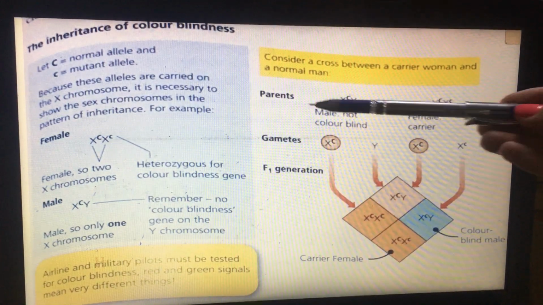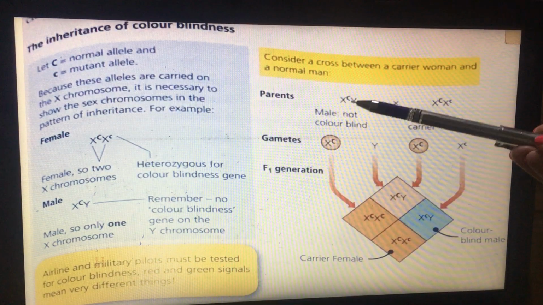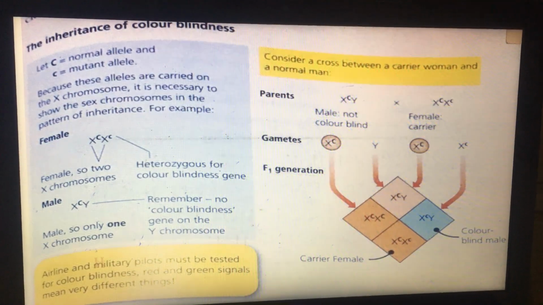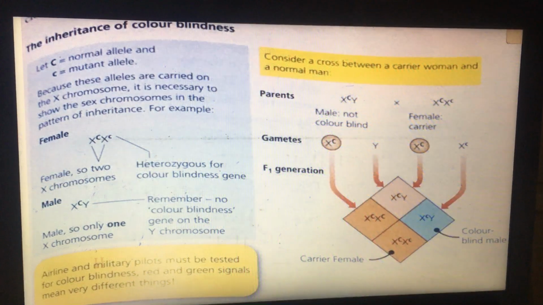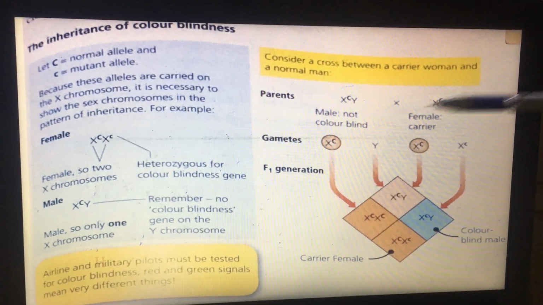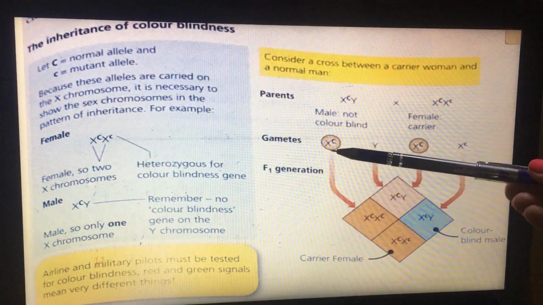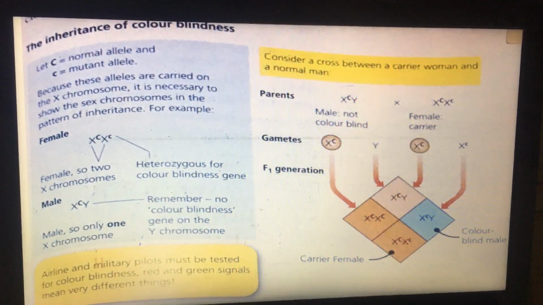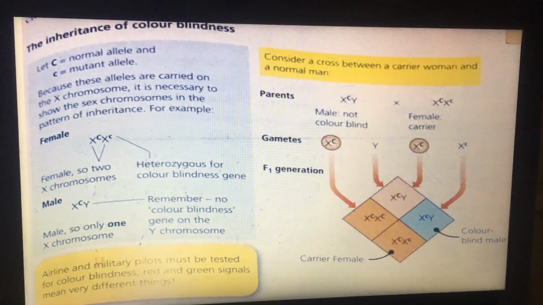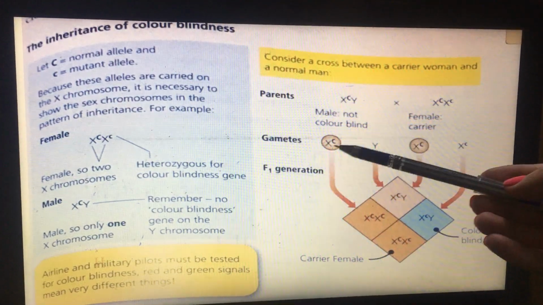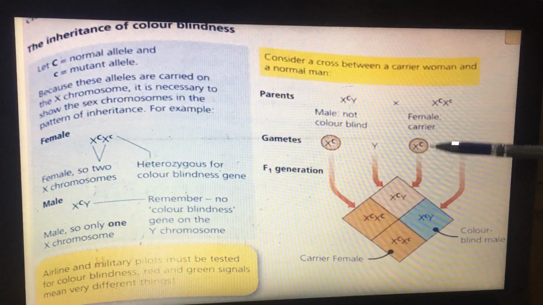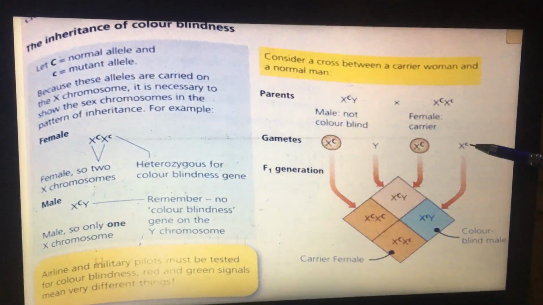Okay, now let's see, we have two parents: male XY and female XX. The male has the normal allele, so he is not color blind, and the female is a carrier for the color blindness gene. From the genes, we only take X with C, because Y is only to tell us that the offspring is a boy or girl, male or female. Here we have two gametes, XC and Y. Here we also have two gametes, XC capital and XC small.